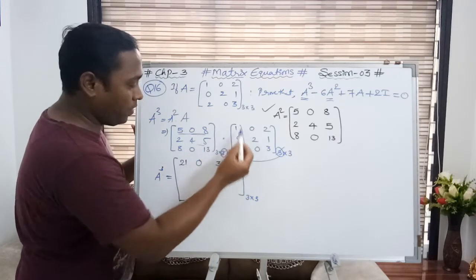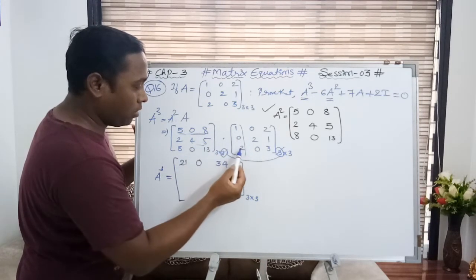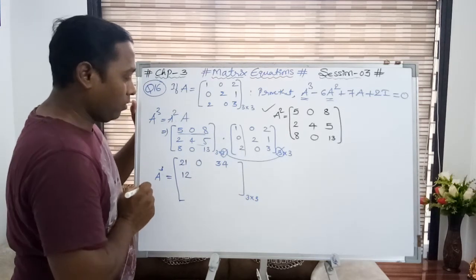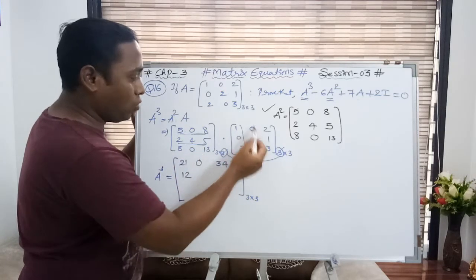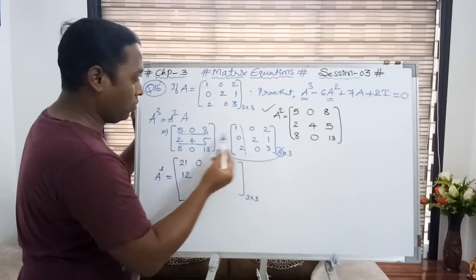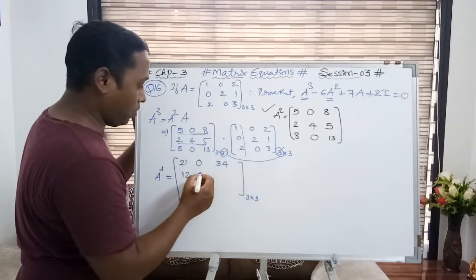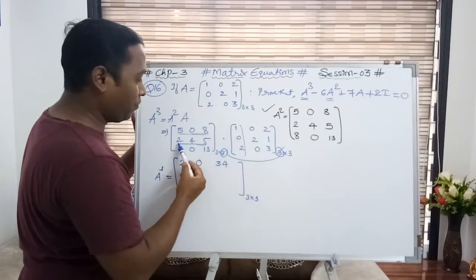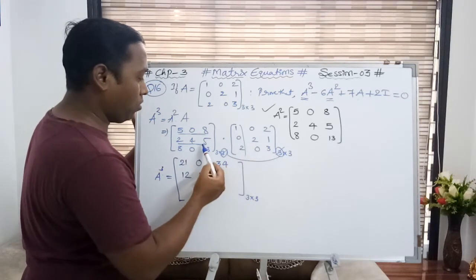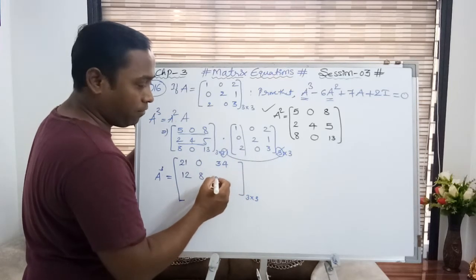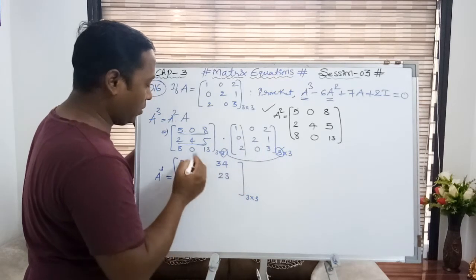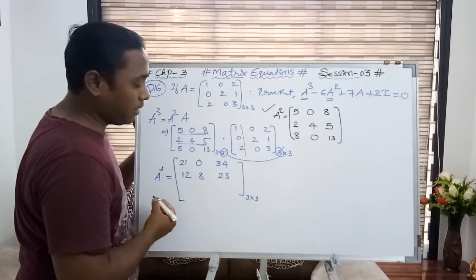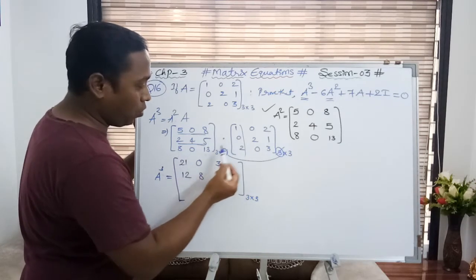And then second row, first column. 10 plus 2, 12. Right? And similarly second row, second column, 4 2s are 8, 5 zeros are 0. So 8. And then second row, third column, 4 plus 4, 8 plus 15. 15 plus 8, 23. Then third row, first column.